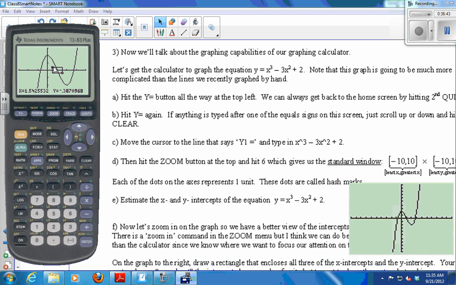And then it's going to take this box that you made and blow it up to be the whole screen. Just press enter again. So that's my favorite way to zoom. I would do that if you ever need to zoom in.